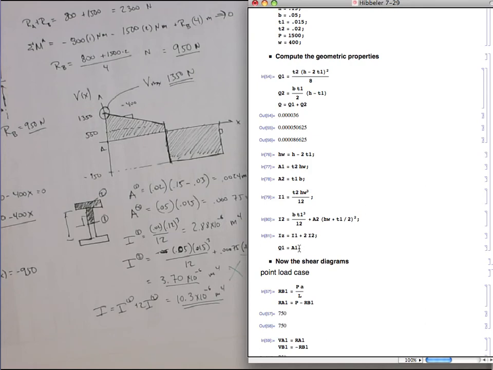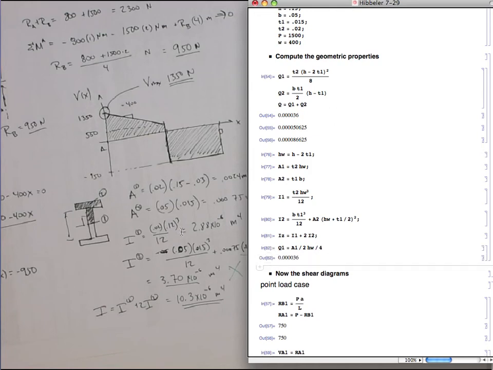Okay, so why do we want to fix that? So this is area 1 divided by 2 times its centroidal distance, which is going to be the web height divided by 4, right? So that's Q1. That came out to be the same as that equation, so that seems right.